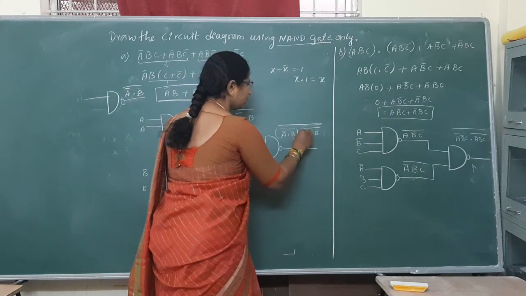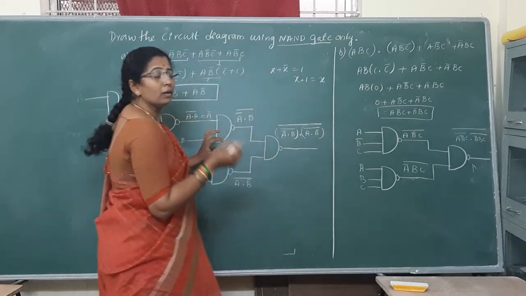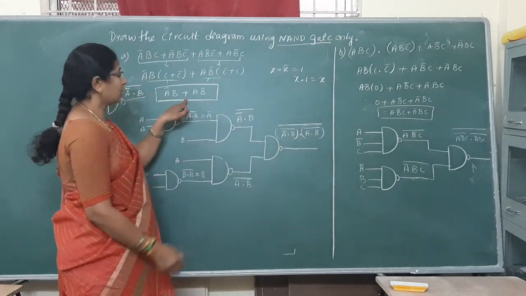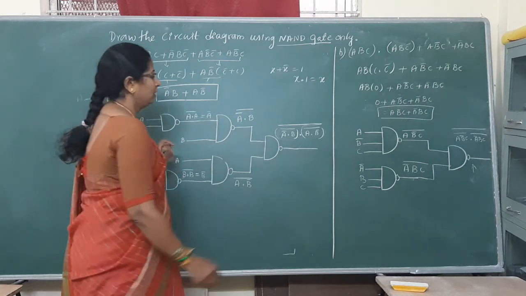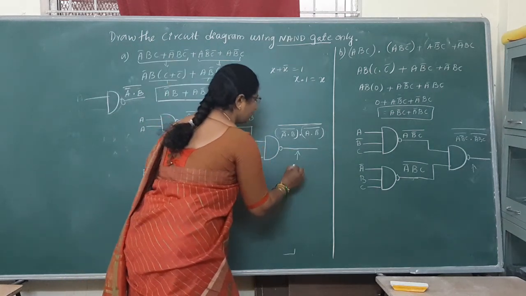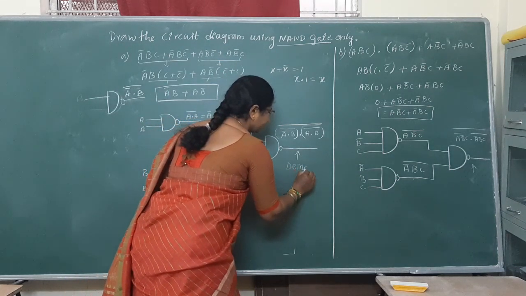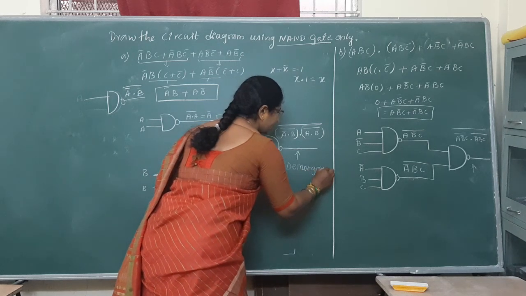Between them, what you got is multiplication. But what I need is the plus symbol. What should you do here? Apply your De Morgan's law.